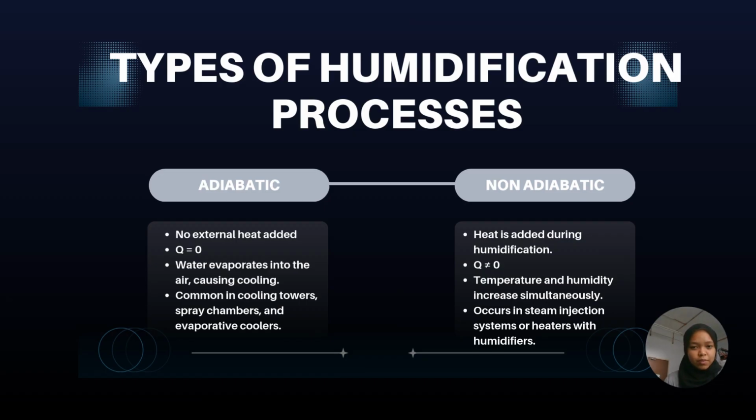There are two main types of humidification process, which are adiabatic and non-adiabatic. For the adiabatic process, it means that there is no heat added during humidification, so Q will equal 0. While for non-adiabatic, there is heat added, so Q will not equal 0.